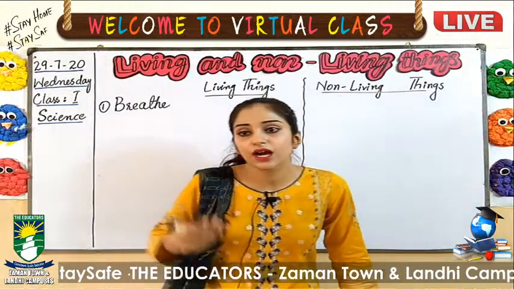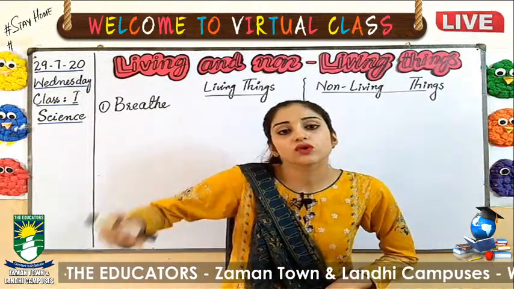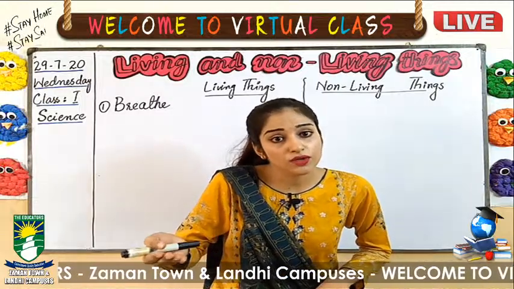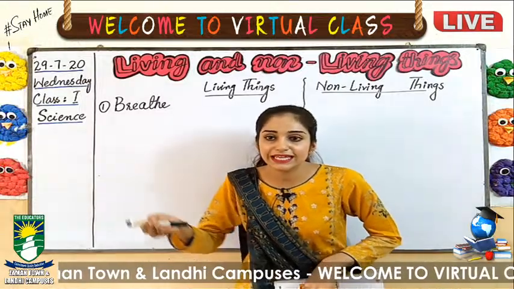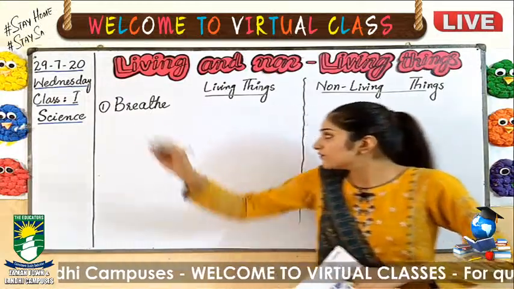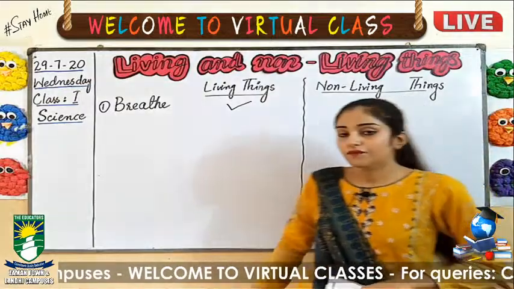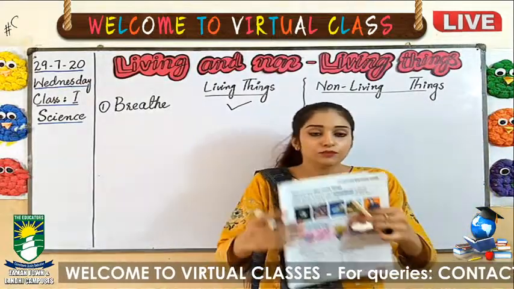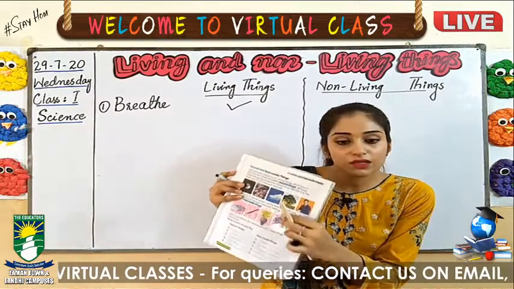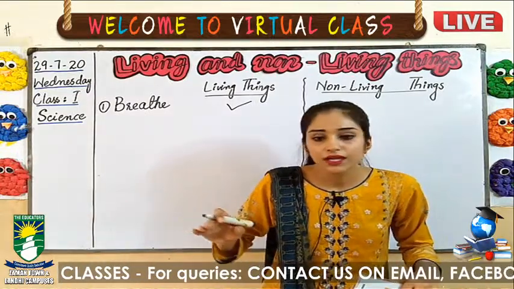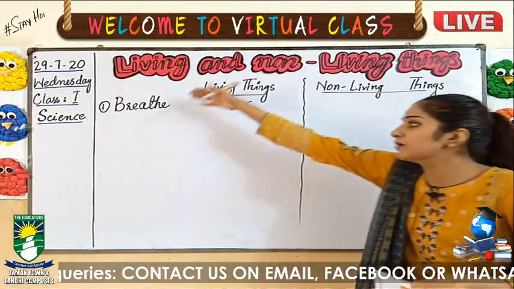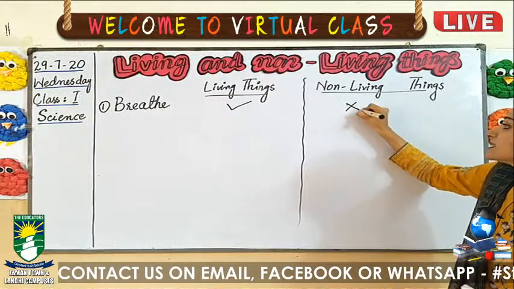They take in carbon dioxide and they take out oxygen. They breathe with the help of their parts. Plants also have parts like leaves, stem, root. So plants are also living things. So living things can breathe. If we talk about non-living things, like a book in my hand, it is a non-living thing. It cannot breathe. Have you ever seen a book or a table breathing? No, it cannot breathe because these are non-living things.